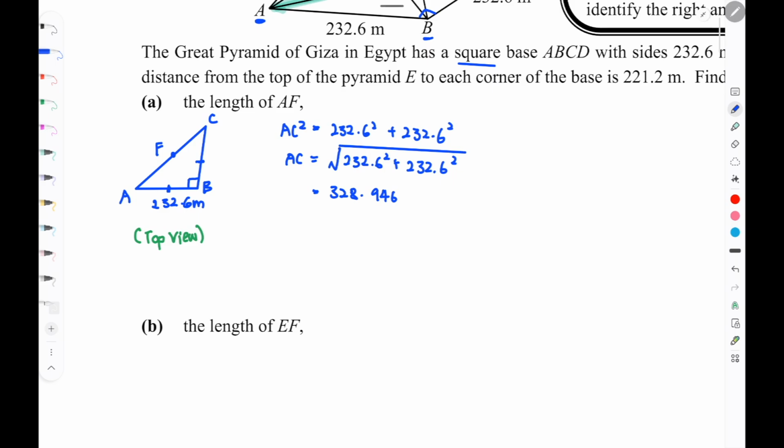So to find AF, AF is just half of AC, which equals to half times 328.946, which will give me 164.47, and then I round off to 3SF. I get 164 meter.